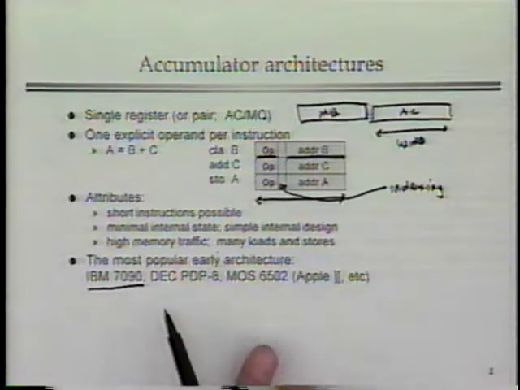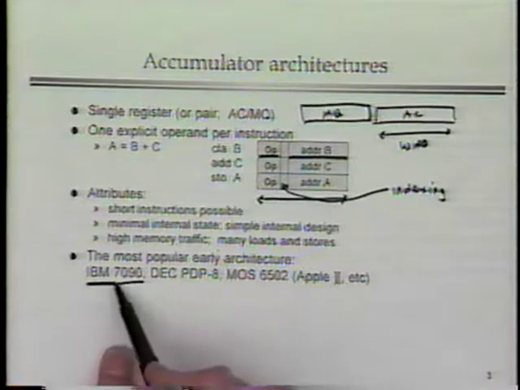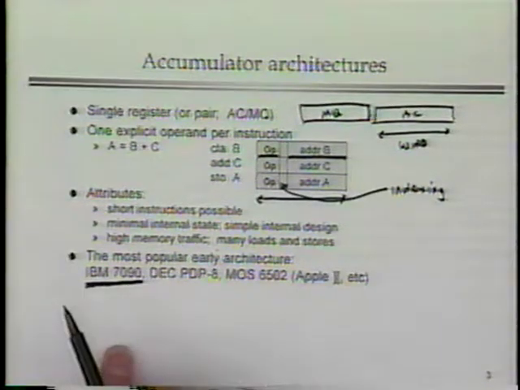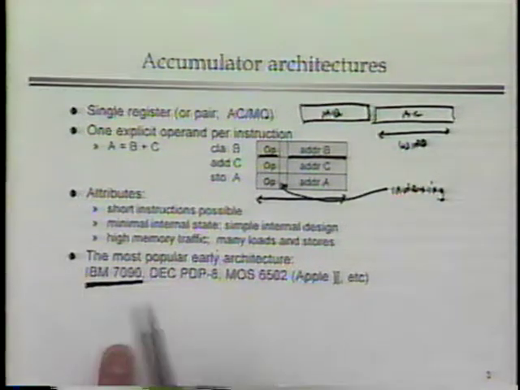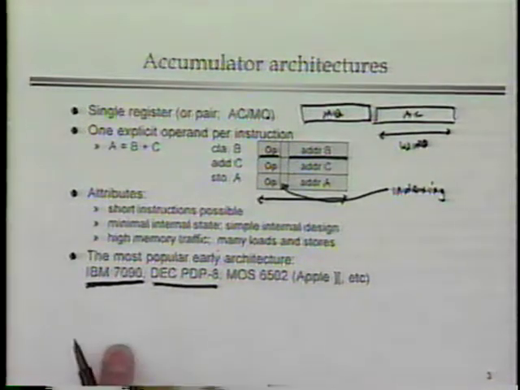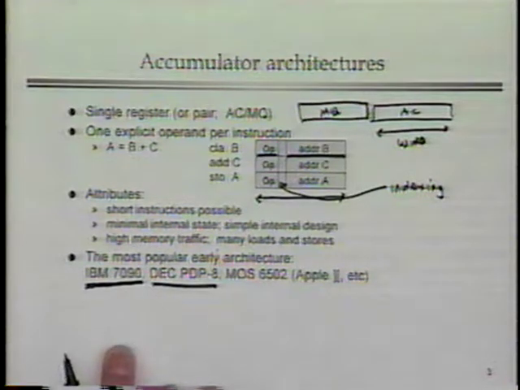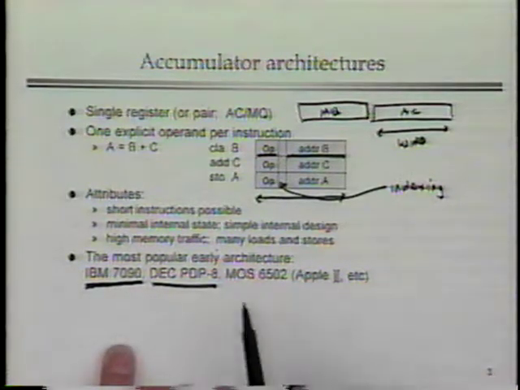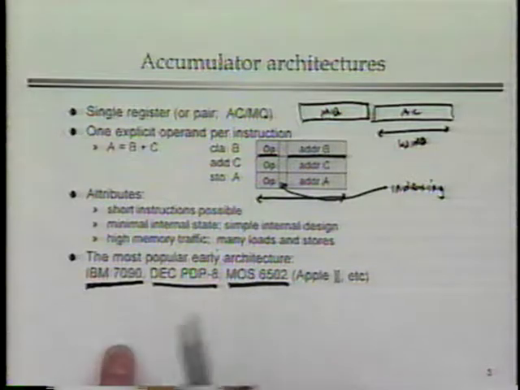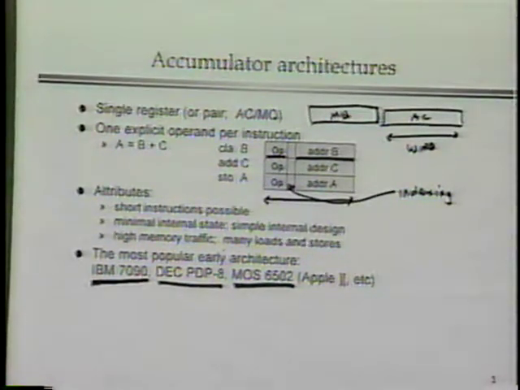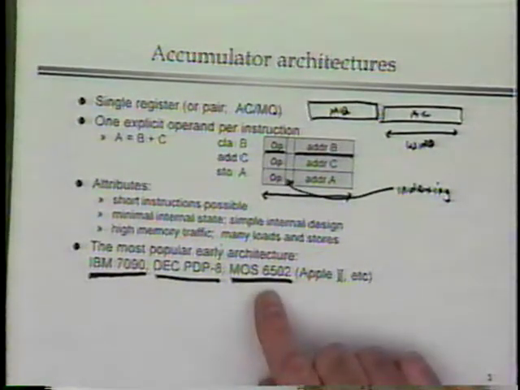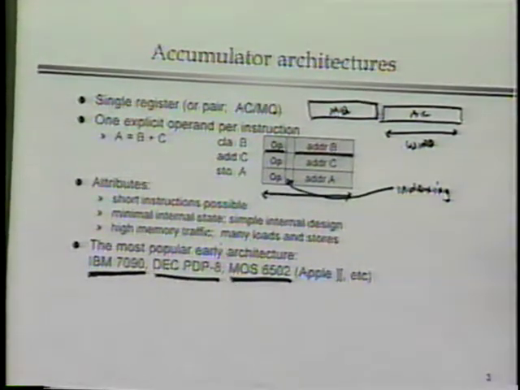Nonetheless, it was a very popular kind of design. The IBM 7090 was the premier scientific computation machine back in those days. The DEC PDP-8 was one of DEC's early minicomputers, also designed for scientific computation, that used this kind of design. The MOS 6502 was one of the first microprocessors on a single chip and was used in the Apple II, and was probably at that point the single most successful computer architecture in terms of number of computers shipped to date.